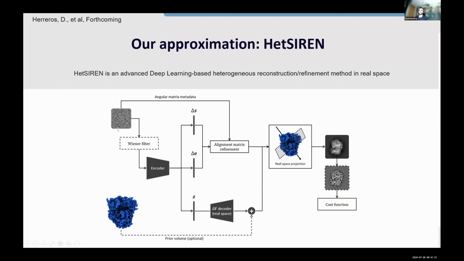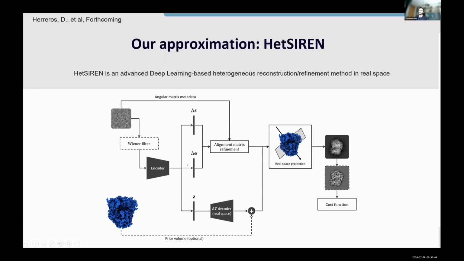In HetSIREN, we always start with our experimental particle images. These images already have alignment estimated, CTF estimated. And the idea is that these images will go through this encoder. As I said, the encoder here is deep learning based. It's a black box. We don't know what is going on inside the encoder. The only thing we know is what is coming out from the encoder, which are three bottlenecks. Basically, we are going from the image space to a reduced dimensionality space.